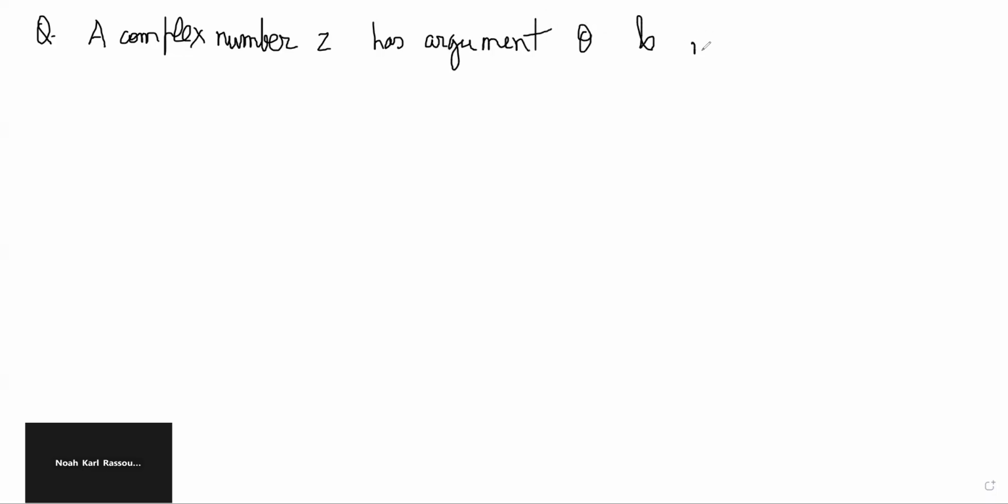The next question is, a complex numbers chapter has been done for you, right? A complex number z has argument theta and modulus 1. Z has argument theta and modulus 1.